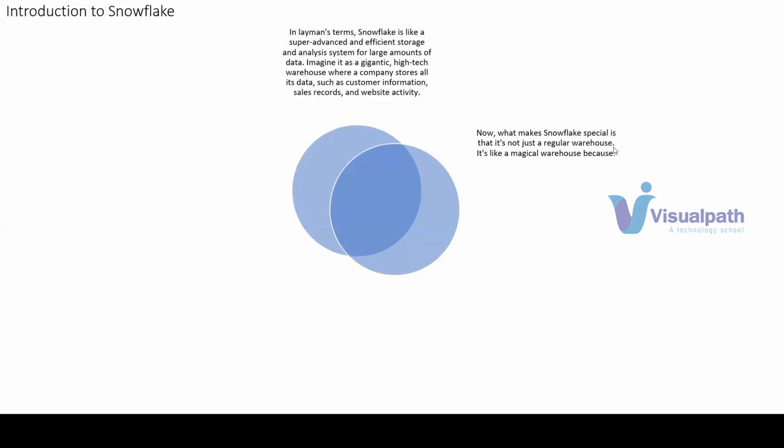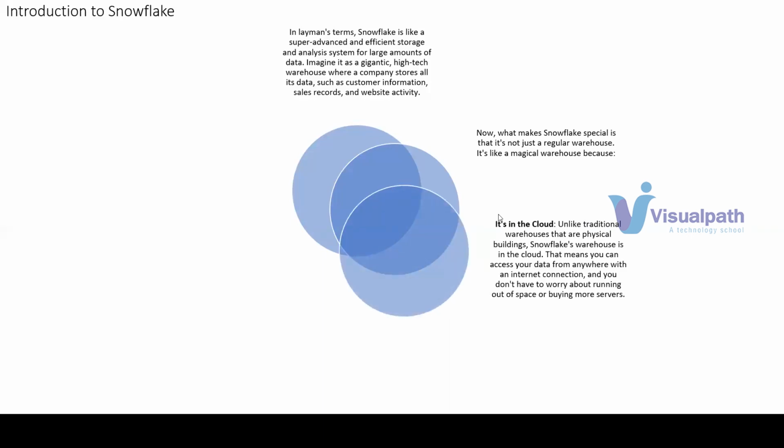And it is not a regular warehouse, it is a magical warehouse. We'll be seeing all the features, and why this is treated as a magical warehouse. Then the next thing is that, as I told you, it is in the cloud. It is not in your office or in your data center, but anything that we talk about here is supposed to exist within the cloud. That means you can access your data from anywhere with an internet connection, and you don't have to worry about running out of space or buying more servers, basically.